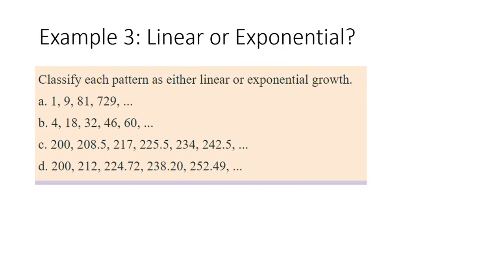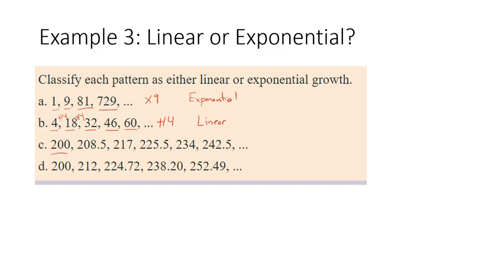Here, in part A, 1 times 9 will give you 9. 9 times 9 gives you 81. Times 9 will give you 729. So we're multiplying by 9 here. And so this is exponential. Below it, 4, 18, 32, 46, 60. It appears that we're adding here. 18 minus 4 will give you 14. So plus 14, and then plus 14. So we're just going to add 14 each time. And so this would be linear growth.